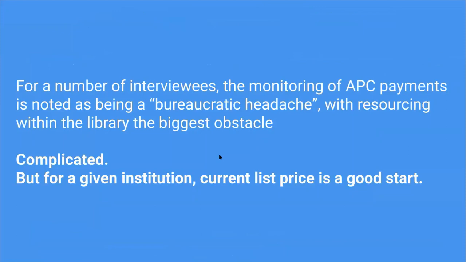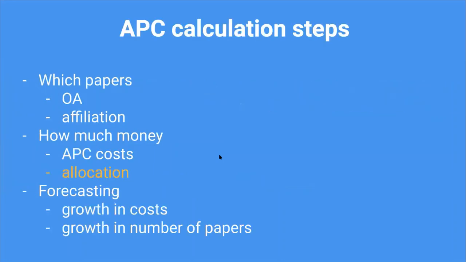I think it was that study that noted it was a bureaucratic headache, which I think we don't need to tell you, and that resourcing within the library is the biggest obstacle to keeping a really accurate count on that. But one principle which I think is holding true is that for a given institution, the current list price is a good start. Be aware of these limitations, quantify them if you can, but starting with the current list price is reasonable.